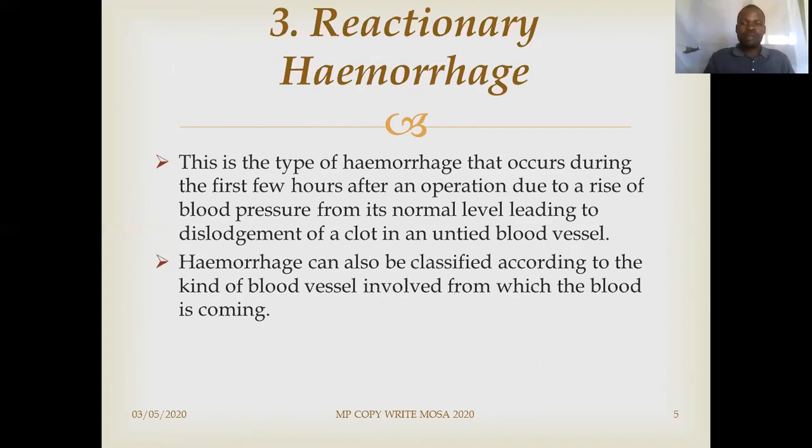Hemorrhage can also be classified according to the kind of blood vessels from which the blood is coming. So we know that under blood vessels, we have an artery, we have the vein, and we also have a capillary. Depending on which of these is bleeding, hemorrhage can be classified according to where the blood is coming from.